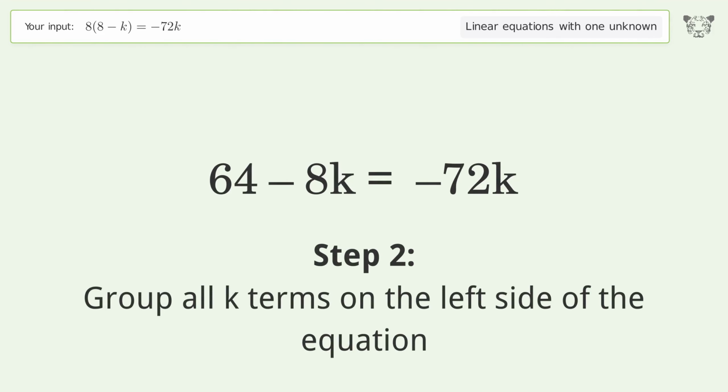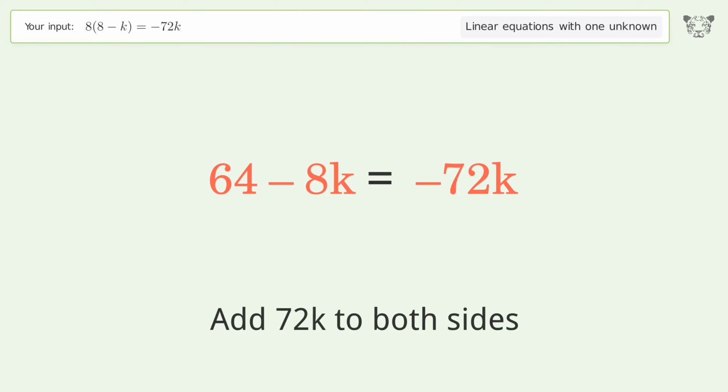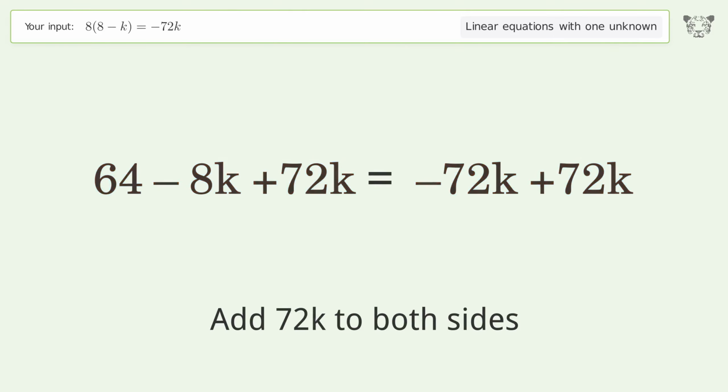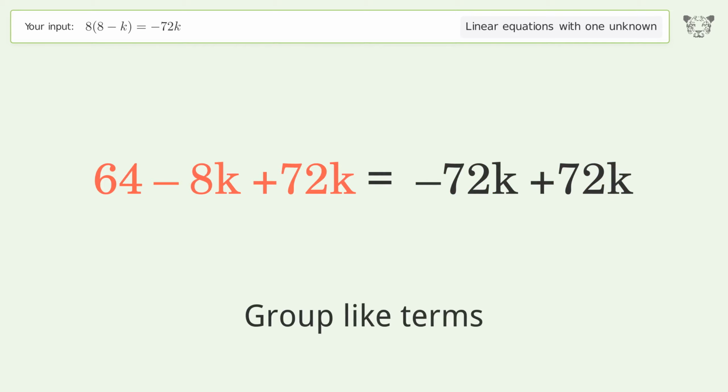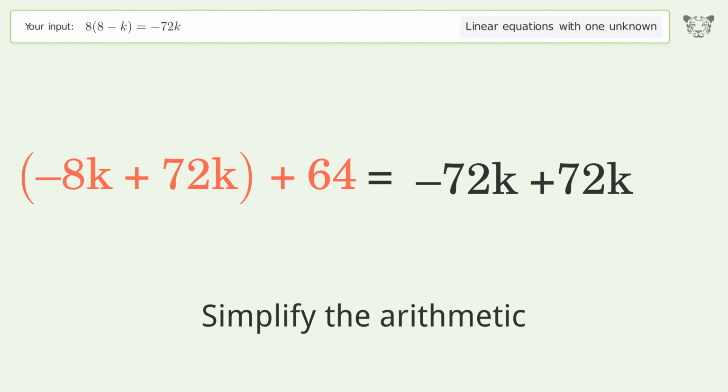Group all k terms on the left side of the equation. Add 72k to both sides. Group like terms. Simplify the arithmetic.